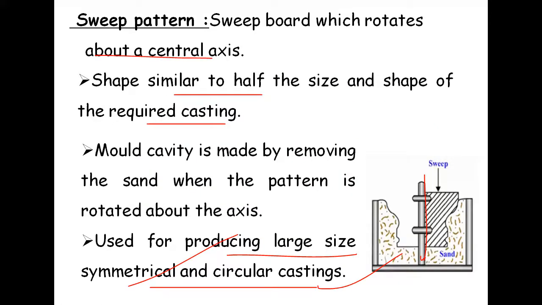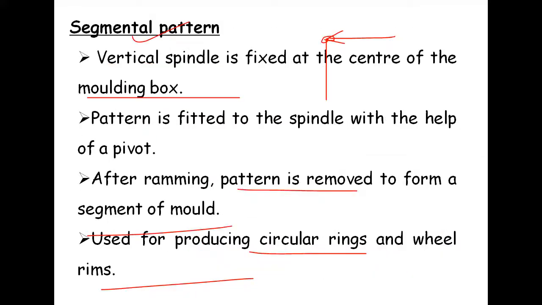Sweep pattern, with the support of a sweep board which rotates about one axis. Segmental means a part. A vertical spindle is fixed, then unwanted sand is removed. Finally you get a segment of the mold. Here circular rings and wheel rims are produced with the support of the segment pattern.